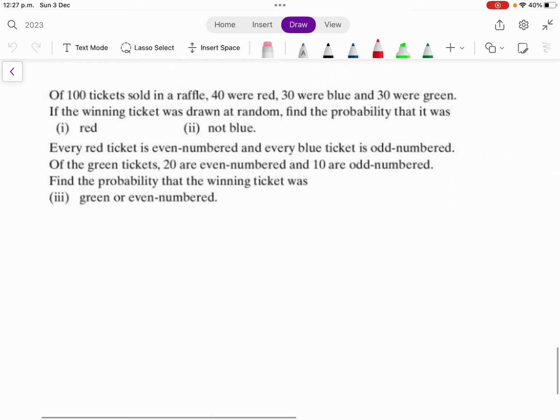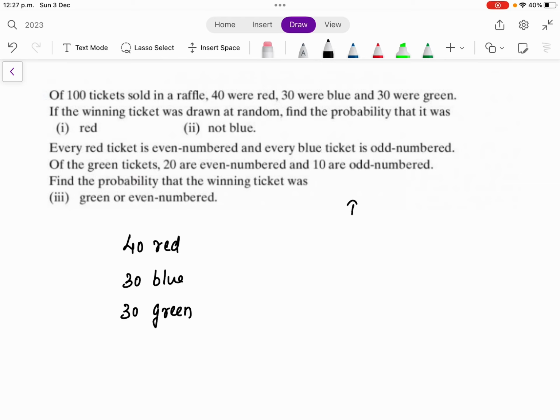Okay, so here there are 40 red, 30 blue and 30 green. Let's try to understand it. If the winning ticket was drawn at random, find the probability that it was red. So for the first question, the probability that it was red is 40 over 100. And not blue means you have to calculate the red and green, which will be 70 over 100.